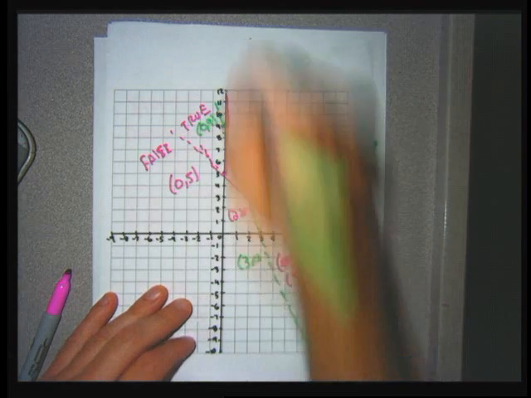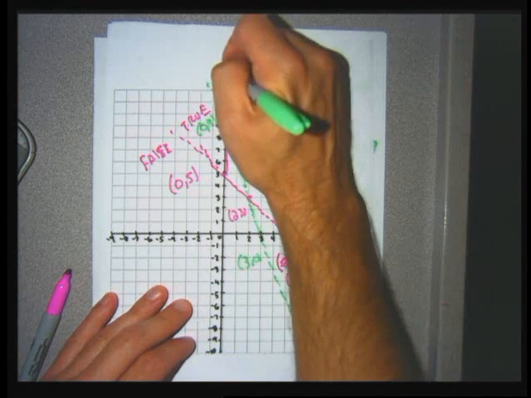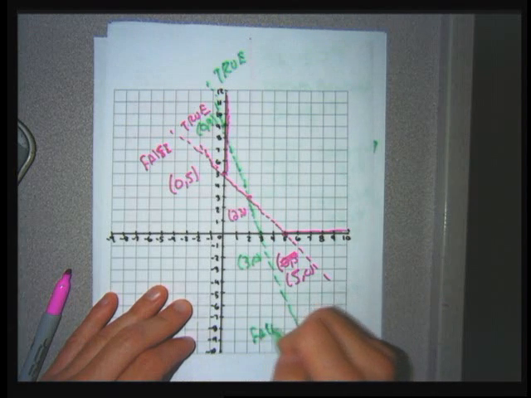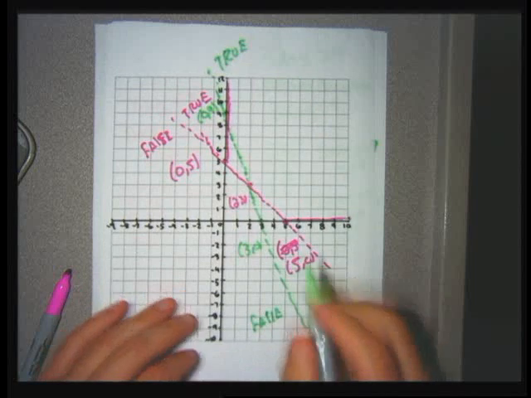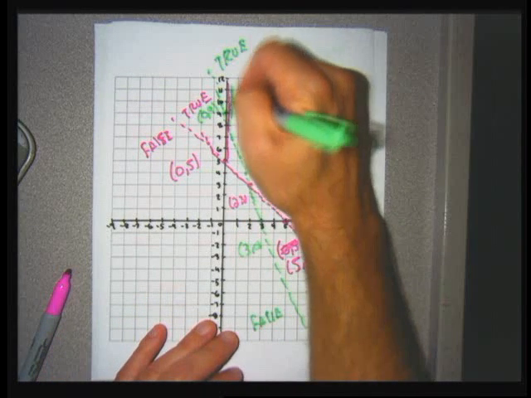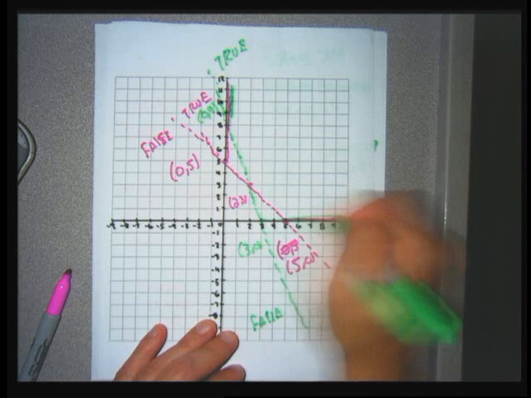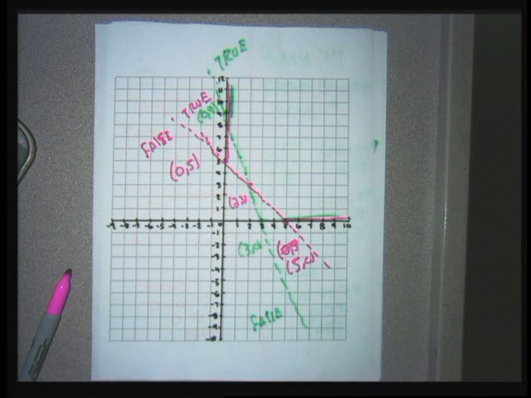And the true side of the line is the side away from 0, 0. The false side of the line has 0, 0 on it. And so for this shading, I have to stay in the first quadrant again and shade away from 0, 0. So ultimately, the bottom two inequalities just say I need to stay in the first quadrant.